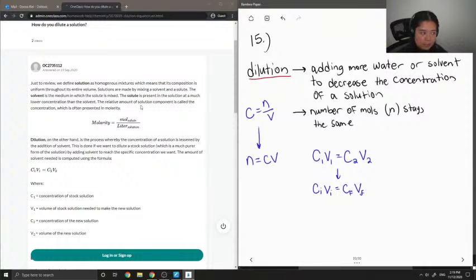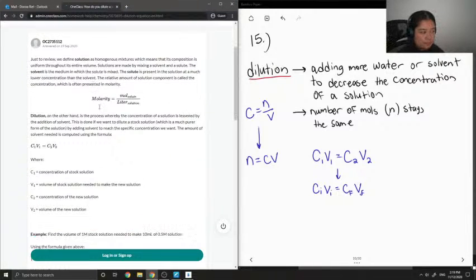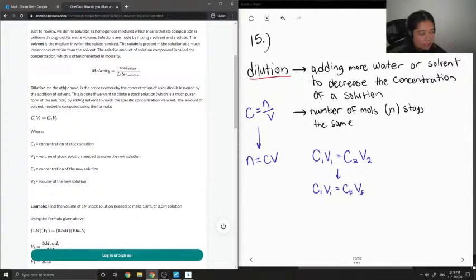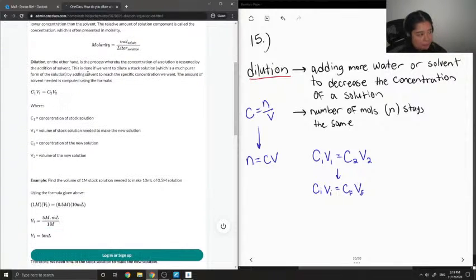The relative amount of solution component is called the concentration, which is often presented in molarity, which is equal to moles per liter. Dilution, on the other hand, is the process whereby the concentration of solution is lessened by the addition of solvent. This is done if we want to dilute a stock solution, which is a much purer version of the solution, by adding solvent to reach the specific concentration we want.